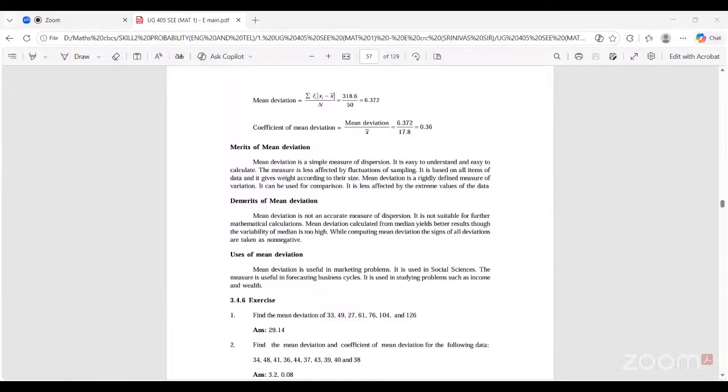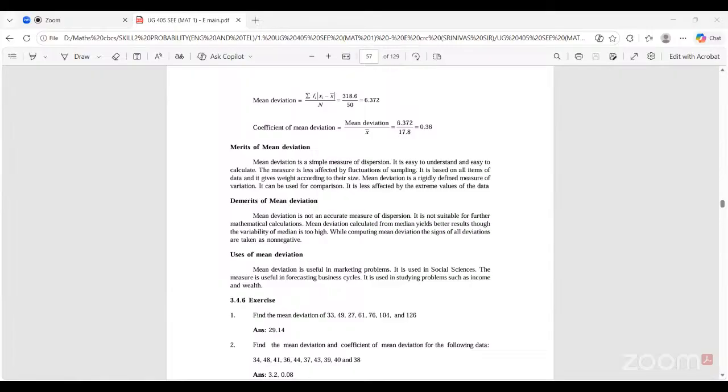Now the merits of the mean deviation we are taking here. Mean deviation is a simple measure of dispersion. It is easy to understand and easy to calculate. The measure is less affected by fluctuations of sampling. It is based on all items of the data and is given weightage according to their size. Mean deviation is a rigidly defined measure of variation. It can be used for comparison. It is less affected by the extreme values of the data.